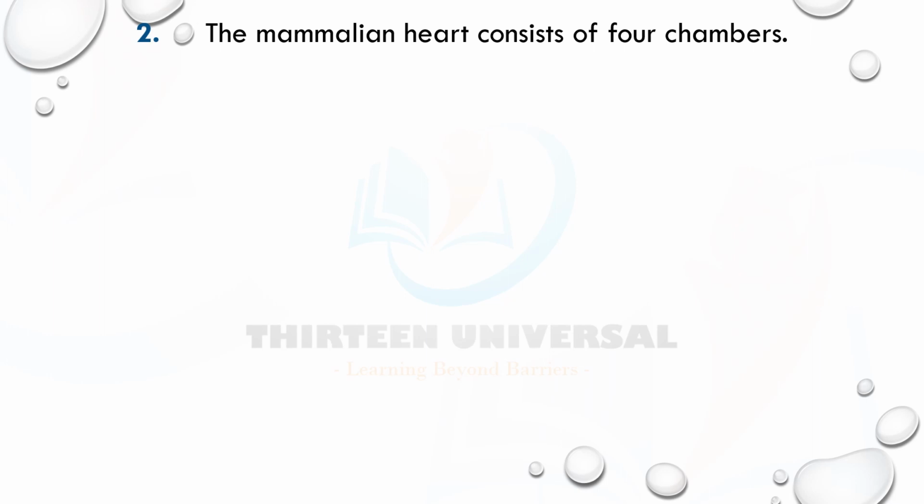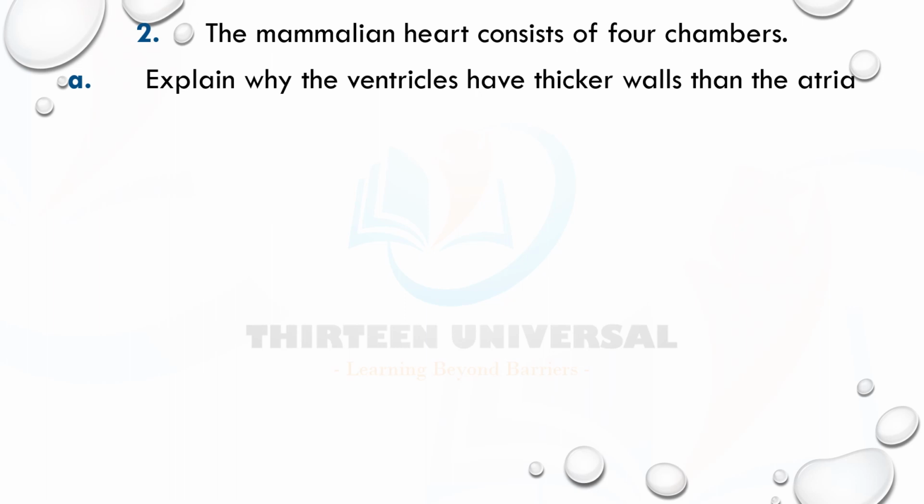The mammalian heart consists of 4 chambers. Explain why the ventricles have thicker walls than atria. Okay, why do the ventricles have thicker walls than atria?